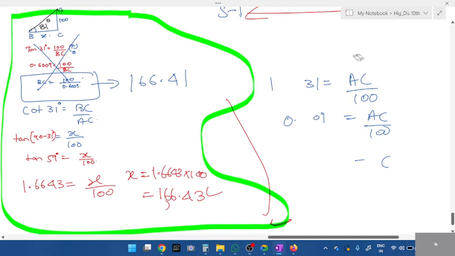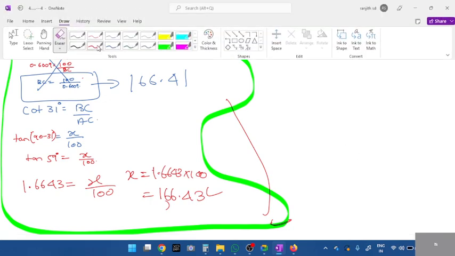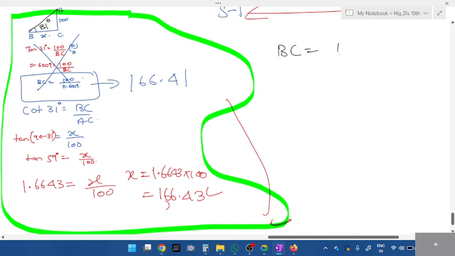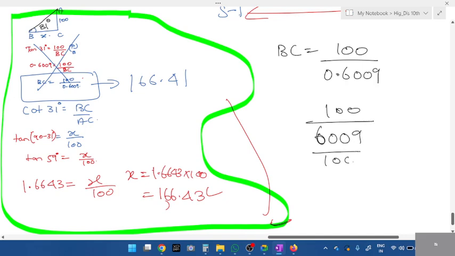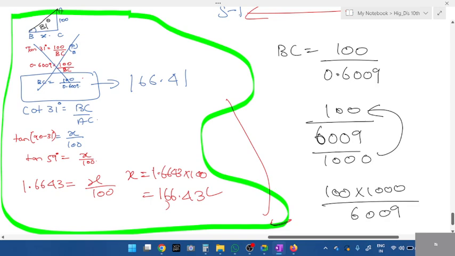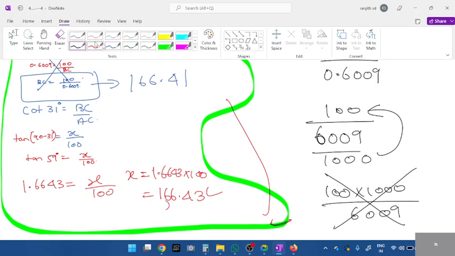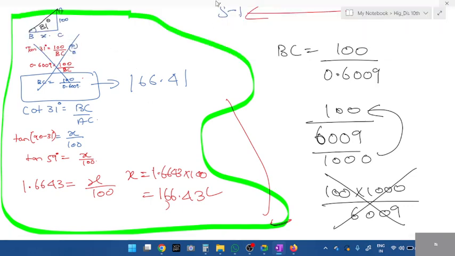Another 2 chapters left for revision. Look, students, even if I remove the decimal, it is not possible to solve. So the only thing is the complementary concept. Use complementary, convert into complementary. Use the cot value, then find the complementary.